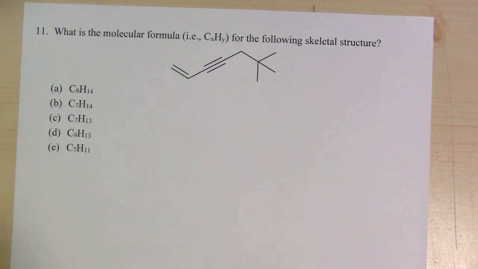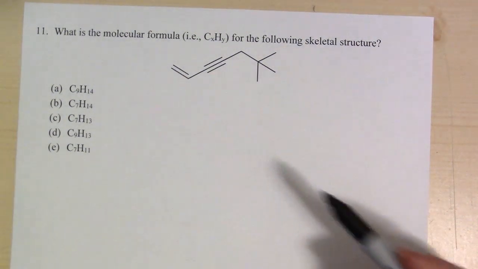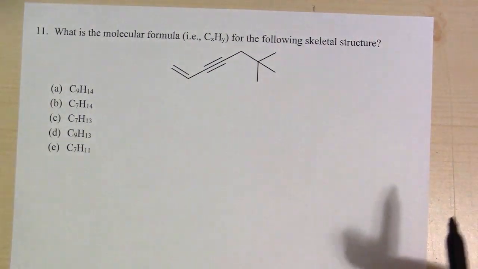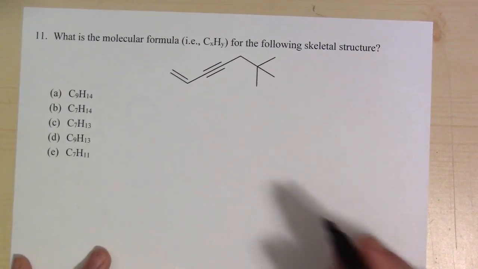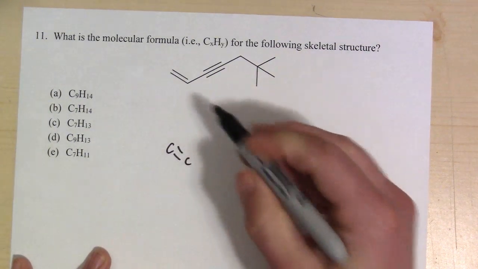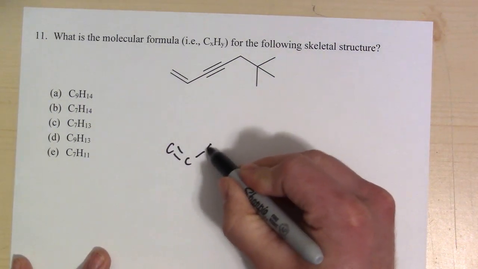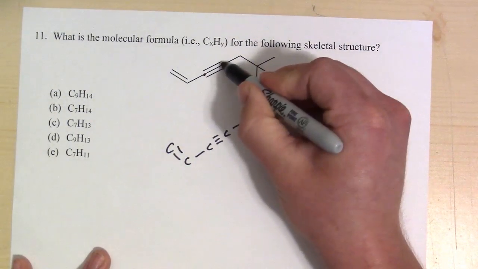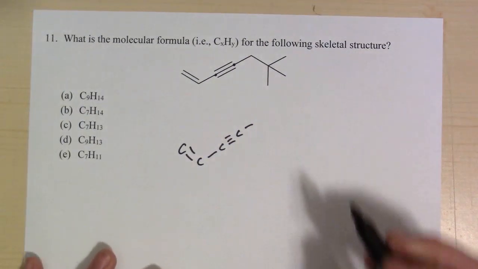Number 11, what is the molecular formula for the following skeletal structure? So we are given this structure here. For these, I like to just redraw it with all the carbons and hydrogens. So carbon double bonded to carbon, triple bond. Remember that there are carbons at each of the ends of that triple bond there.